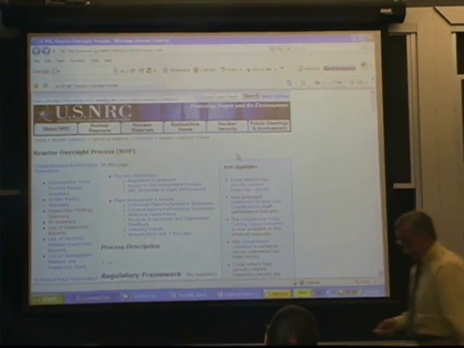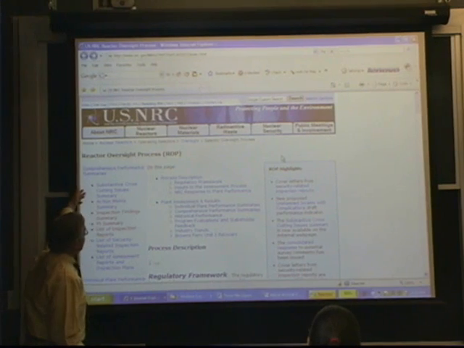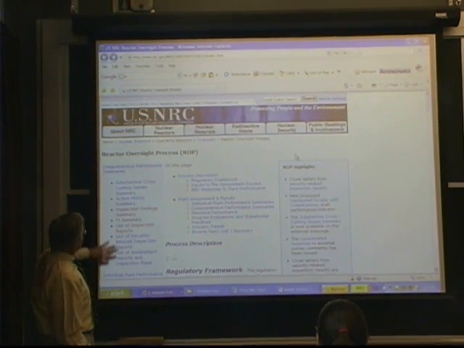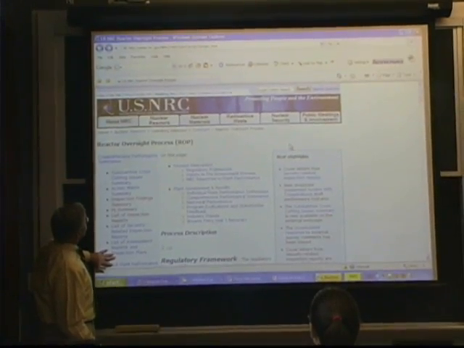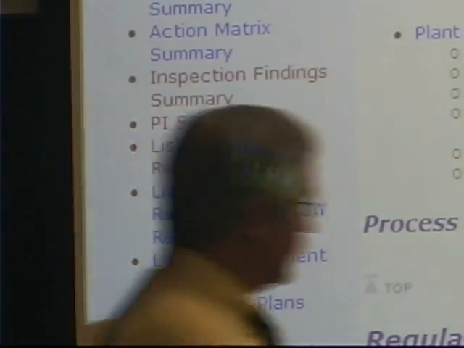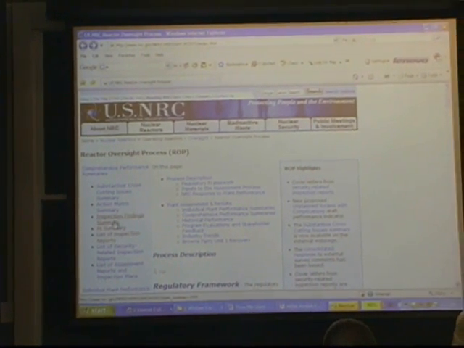Now, what we have here is actually right off the website live, and it gives you a list of options for operating reactors, and you can have a summary. Let's go see what the summary says for all the reactors in the United States.